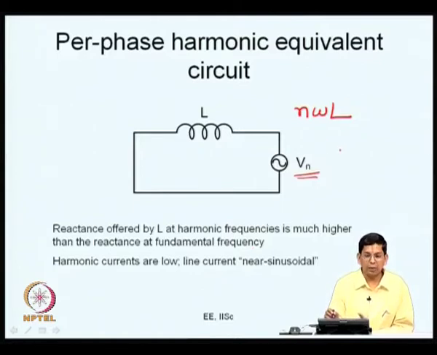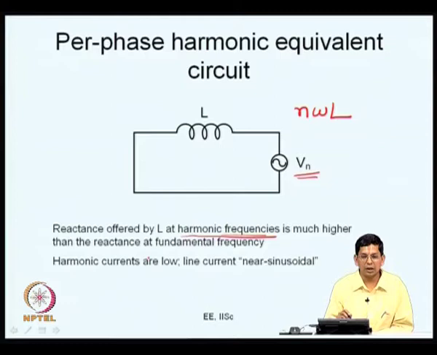Your fundamental frequency can be 50 hertz, but the harmonic frequency can be 1050 hertz, let us say, or 950 hertz. So your n is 1050 by 50, something like 21. So the harmonic reactance is now 21 times the fundamental. You may have considerable harmonic voltages in the terminal voltage, but the harmonic voltages are all at higher frequencies. Because of this, the reactance seen by them is much higher, and therefore the corresponding harmonic current is very low.